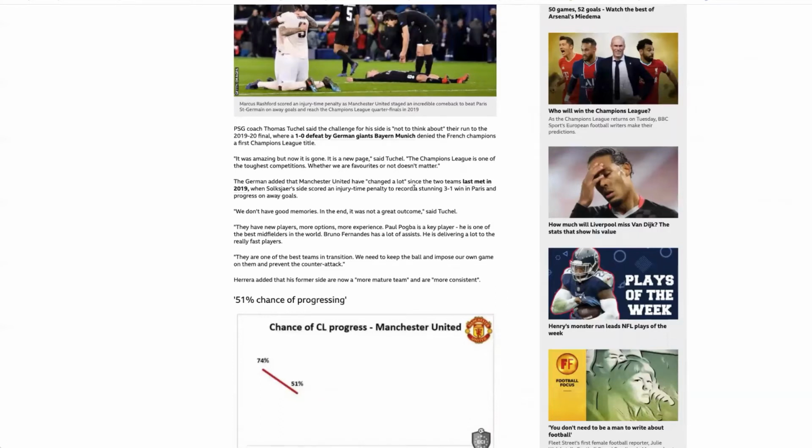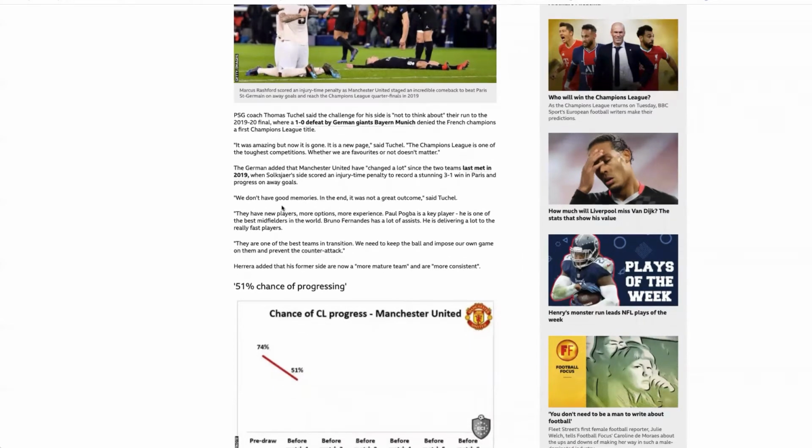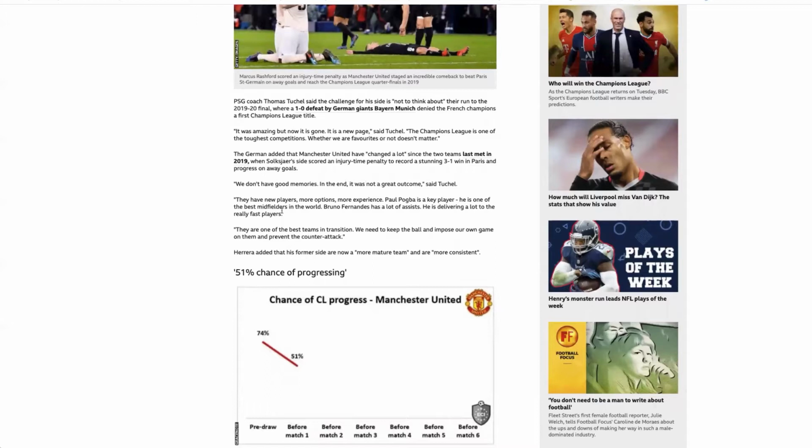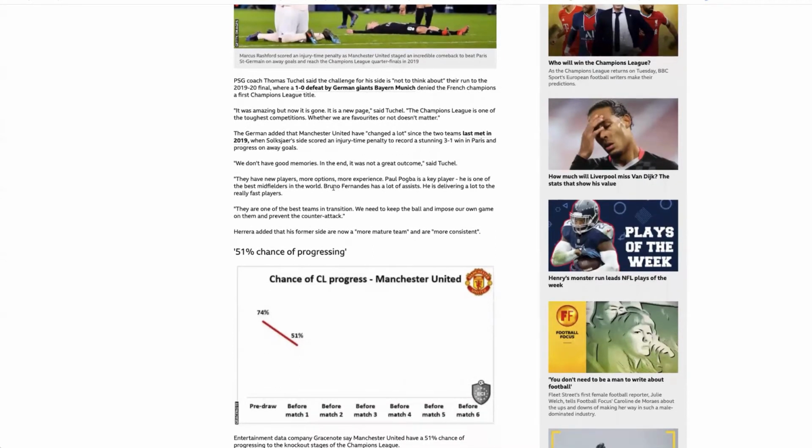Manchester United have changed a lot since the two teams last met in 2019, where United scored an injury time penalty to record a stunning 3-1 win in Paris and progress on away goals. So PSG will want to set that right. But look, they got new players, more options, more experience. You got Pogba there. They say he's one of the best midfielders in the world.